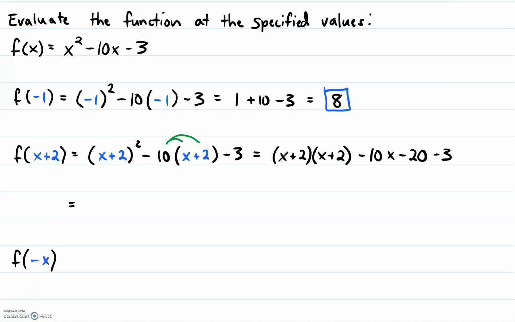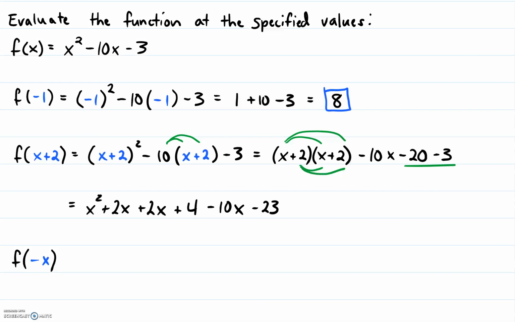Coming down, continuing to simplify, we're going to FOIL the x plus 2 multiplied by x plus 2, the first, outer, inner, and last terms. So x times x will give us x squared. x times 2 will give us plus 2x. 2 times x for the inner will give us plus 2x again. And then the 2 times 2 will give us 4, so plus 4. Now we can go ahead and bring down the negative 10x, and I'm going to combine the like terms, negative 20 minus 3, and that's going to give us minus 23.